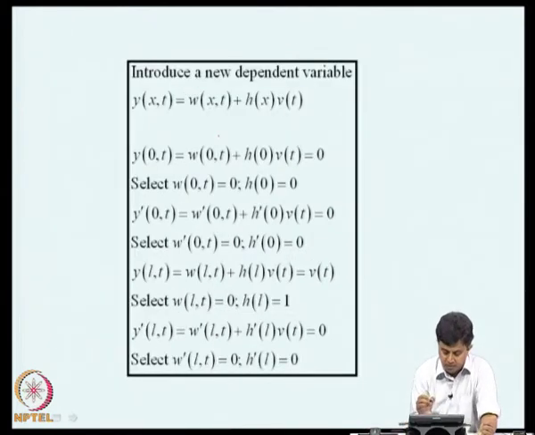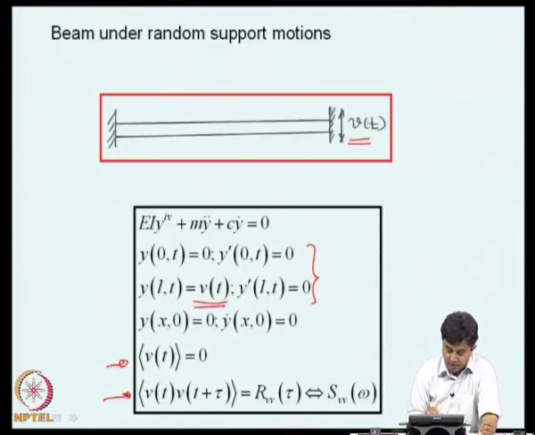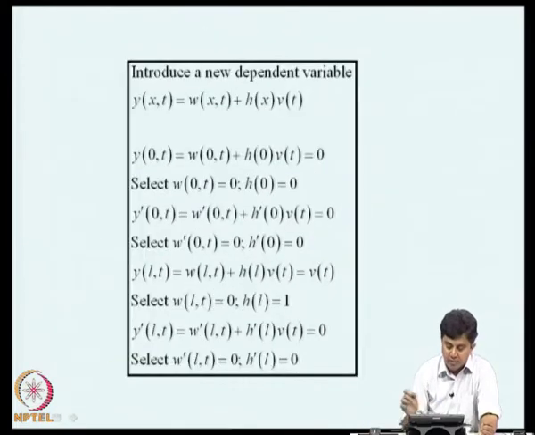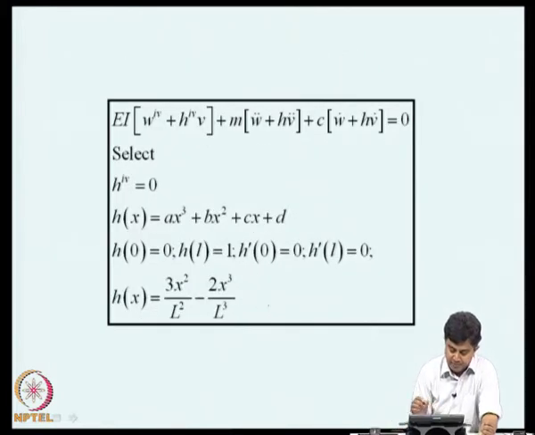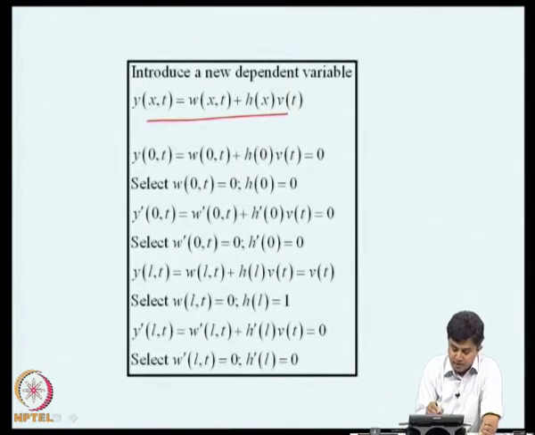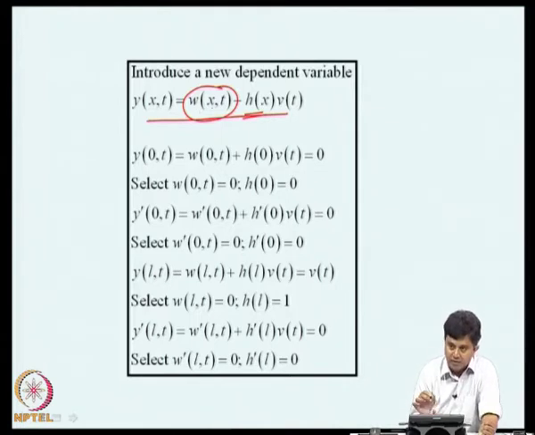So, since the boundary conditions are time dependent, we implement this transformation. This we have discussed just a while before, so I need not go through this, but the logic is displayed here. If we do that, we introduce a new dependent variable w and an unknown function h of x. W is unknown, h is unknown, and h is selected in a certain manner such that the governing equation for w will have time invariant boundary conditions.